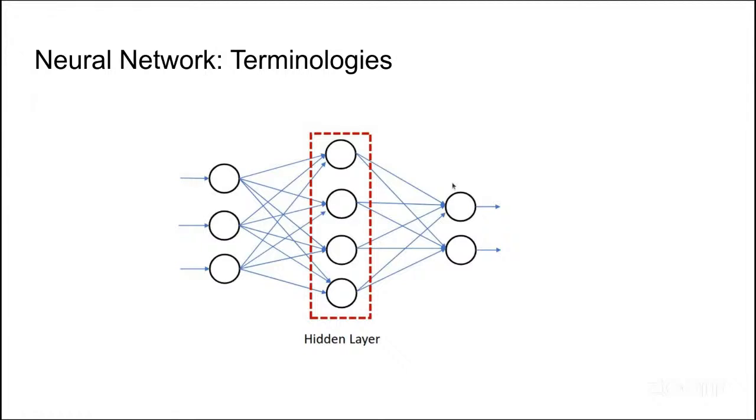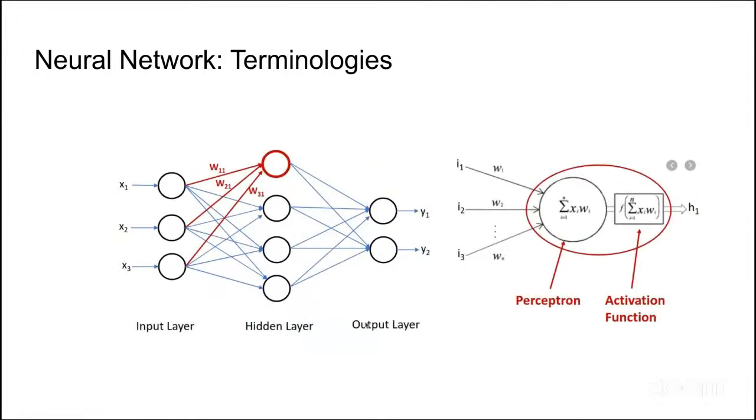Okay, so we have nodes, we have connections, and each connection has its own weight. We call the input to the network the input layer, the output of the network the output layer, and in between the input and output layers are called hidden layers. Okay, so now let's see what these weights are and how they are connected.